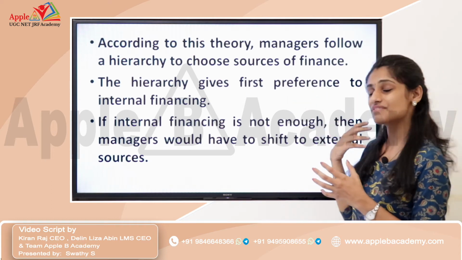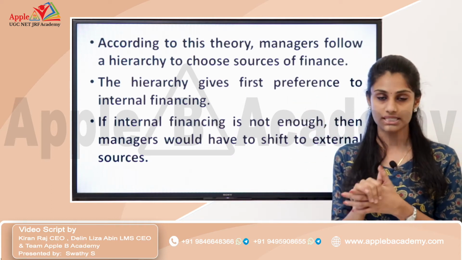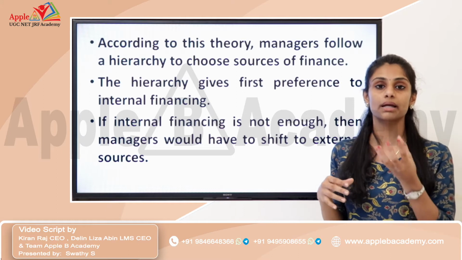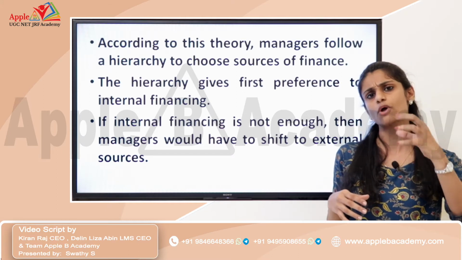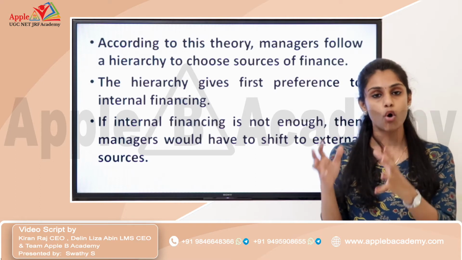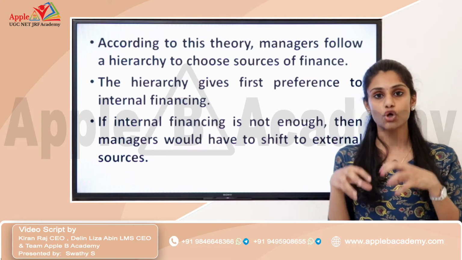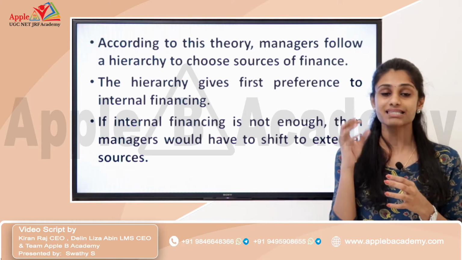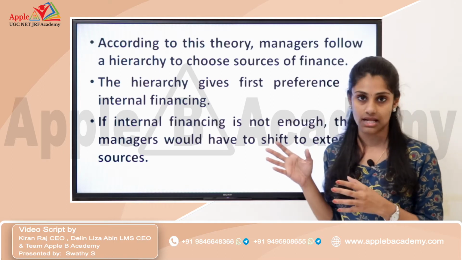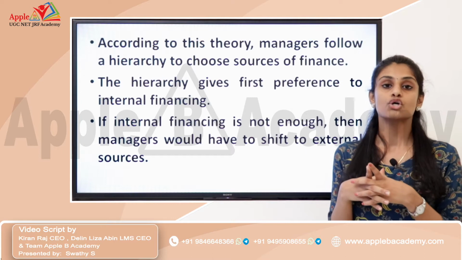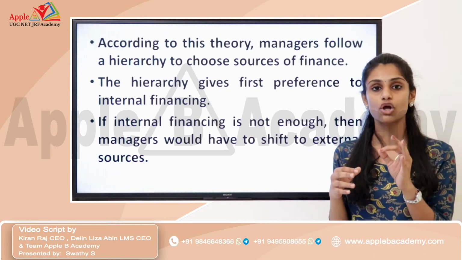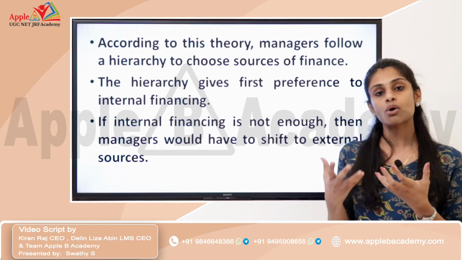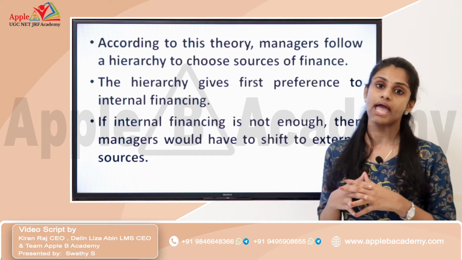The hierarchy gives first preference to internal financing. This theory suggests that firstly you should go for internal financing, that is, plowing back of profit or retained earnings. What do we mean by plowing back of profit? A portion of profit is retained in the business for future purposes, maybe for some future project or investment. That is considered retained earnings. This is internal financing because we finance from our business itself. So as per pecking order theory, firstly you should go for internal financing, and only if that amount is not sufficient should you go for external financing.